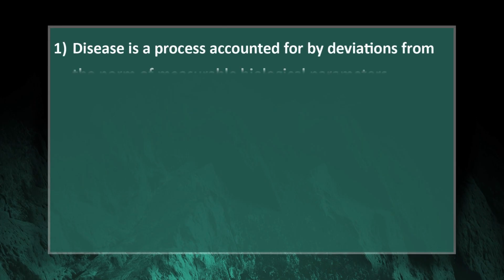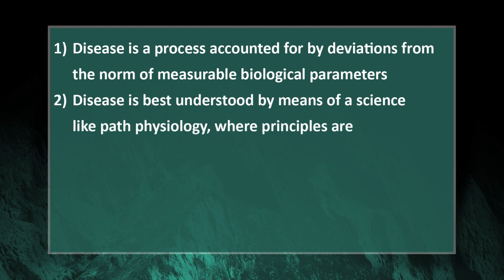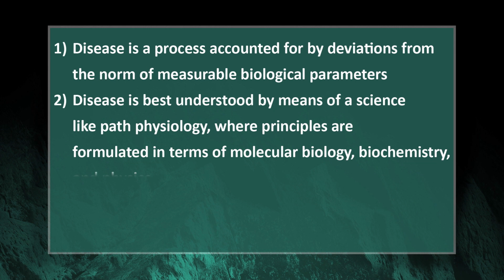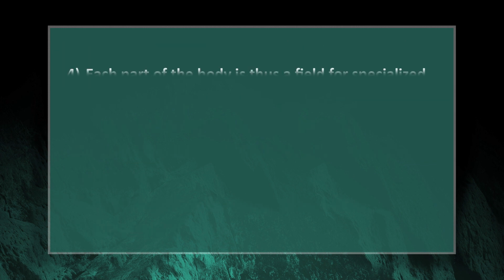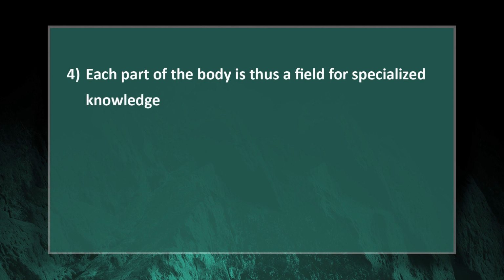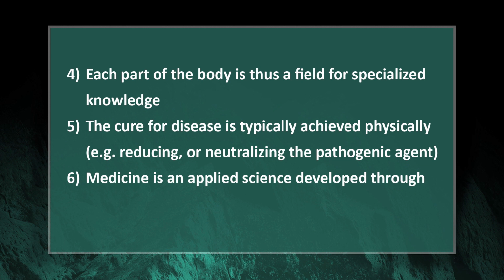The practice of medicine in the 20th century came to rest solidly on the following premises. First, disease is a process accounted for by deviations from the norm of measurable biological parameters. Second, disease is best understood by means of a science like pathophysiology, where principles are formulated in terms of molecular biology, biochemistry, and physics. Third, the human patient is a biological organism, whole body. Fourth, each part of the body is thus a field of specialized knowledge. Fifth, the cure for a disease is typically achieved physically, for example, reducing or neutralizing the pathogenic agent. Sixth, medicine is an applied science developed through laboratory research.